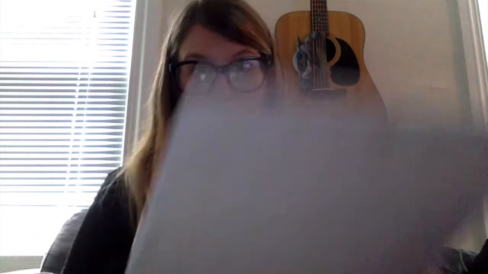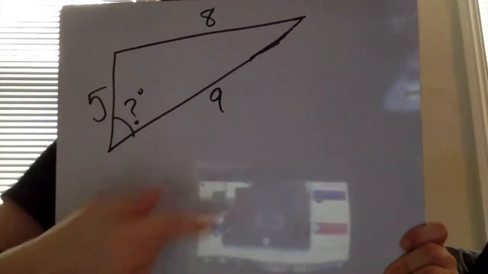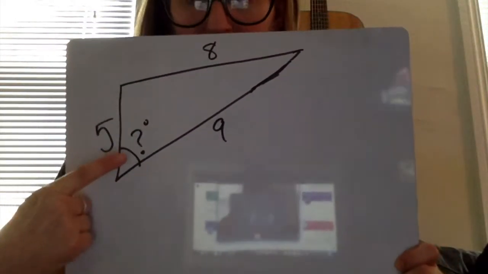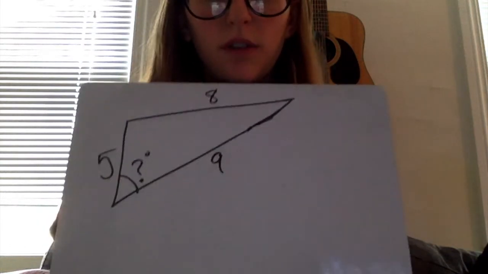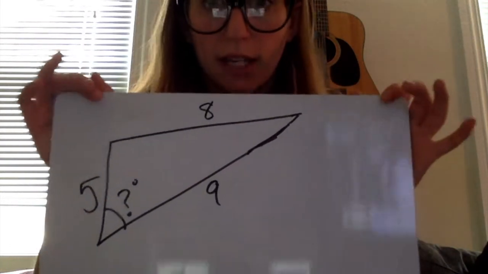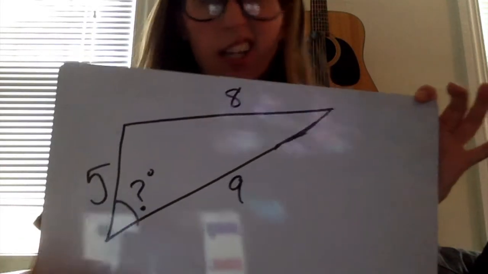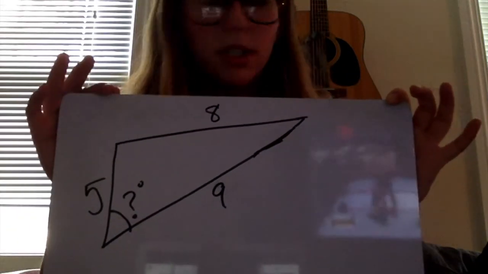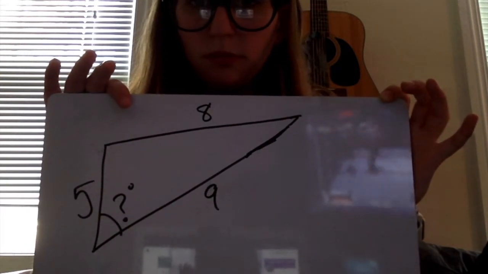And I'm going to say that we're going to solve for this missing angle. So I have 5, 8, 9, and I don't know what this angle is. I can't use law of sines because I don't have any angles. So I have to use law of cosines here because I have all 3 sides and I can solve for an angle.